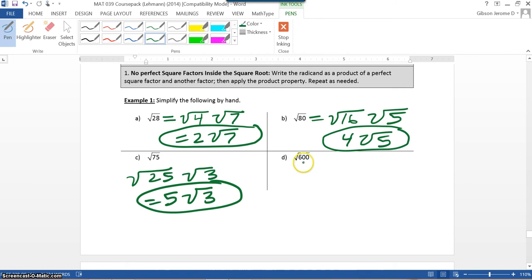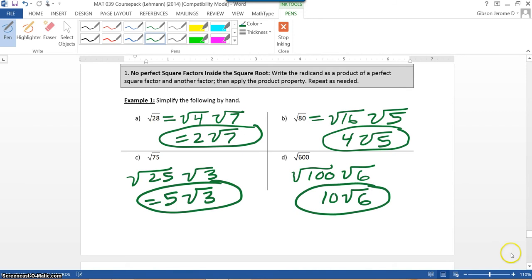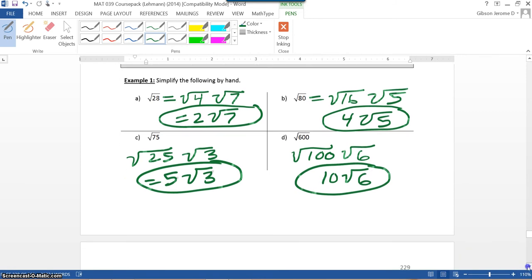Now we have the square root of 600. We know in 600 we have a perfect square of 100. So we have the square root of 100 times the square root of 6. The square root of 100 is 10, times the square root of 6. And that is our final answer.